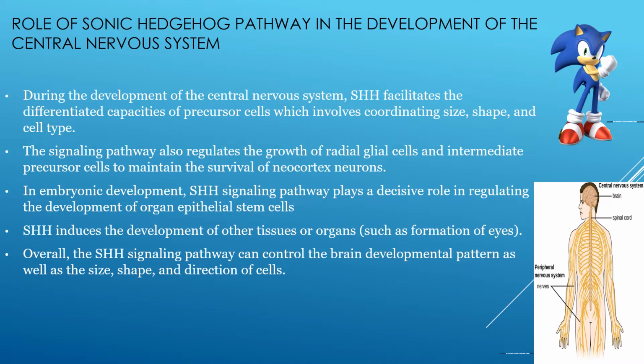The role of the Sonic the Hedgehog pathway in the development of the central nervous system is that it facilitates the differentiation capacities of the precursor cells, which involves coordinating size, shape, and cell type. Precursor cells are cells with the capacity to differentiate into only one cell type. The signaling pathway also regulates the growth of radial glial cells and intermediary precursor cells to maintain the survival of neocortex neurons. The neocortex is the top layer of the cerebral hemisphere.